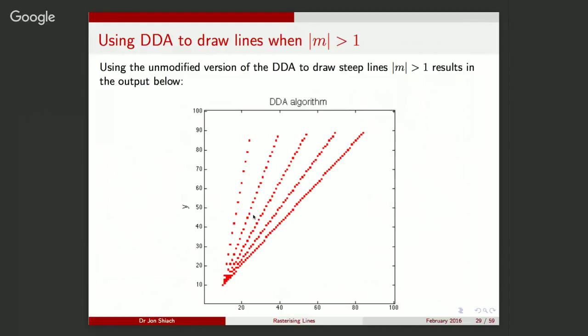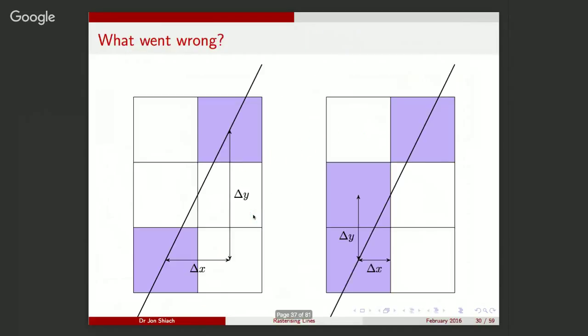Okay, but what if a DDA algorithm is trying to draw a steep line? We start to get gaps appearing, and we saw that in the activity. Now, why is that? What went wrong? Well, on the left, you can see if we use X as a driving axis, our delta X for a steep line is less than delta Y. So for a single step across delta X, we have a greater step up in delta Y, so you end up leapfrogging and missing out pixels.